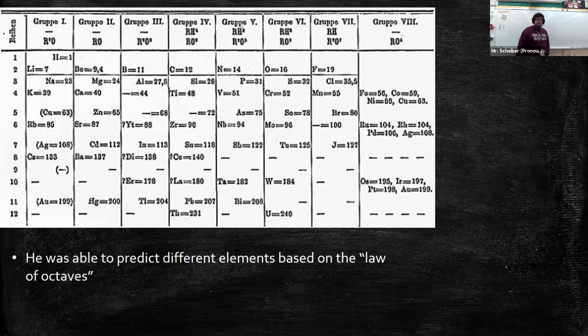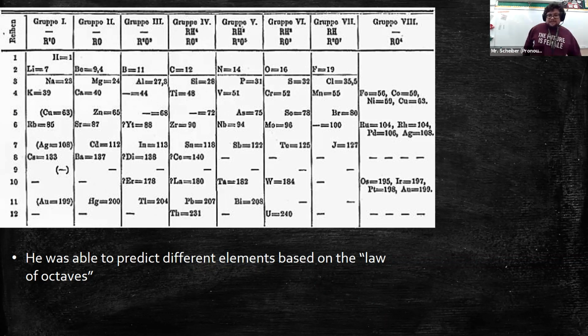If you look at the modern periodic table, we can tell that lithium, sodium, potassium, rubidium, cesium are all in the same group. So he was the first one to figure that out. And that's why our modern periodic table is organized in such an interesting, I dare say, weird way.